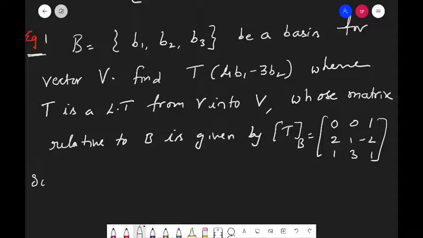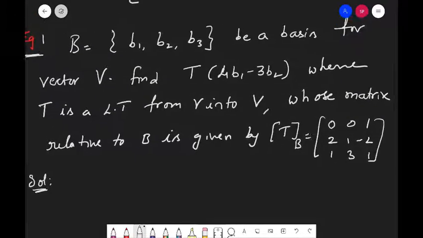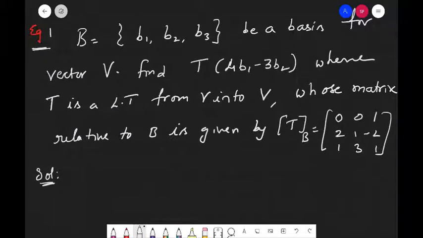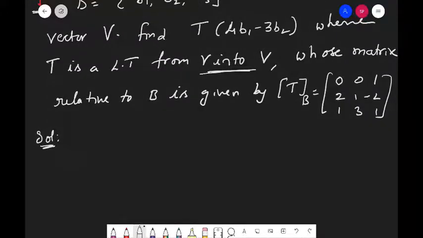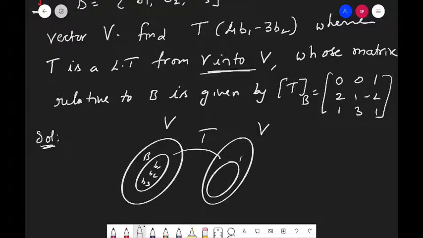Let us look at the solution. Here you are given B is a basis for V and T is a transformation from V into V. That means V to V itself, T is a transformation, and the basis for V is B1, B2, B3. This is B. Even here also you will have the same B1, B2, B3. This is what is given to us. Now let us write all this.